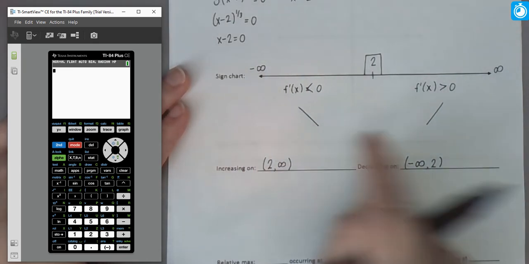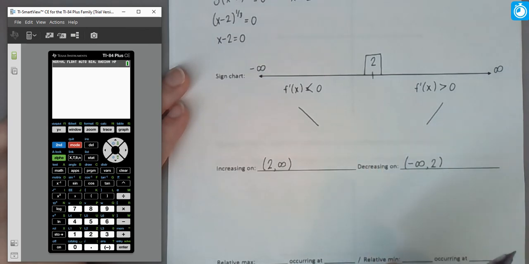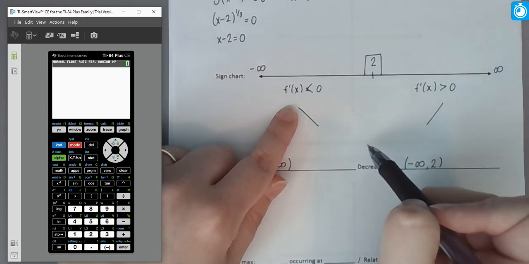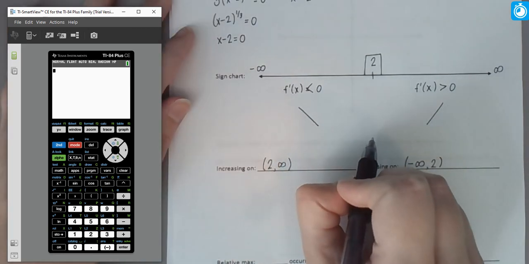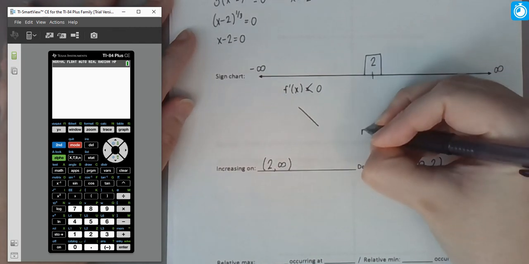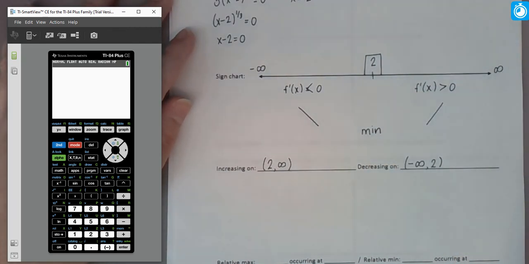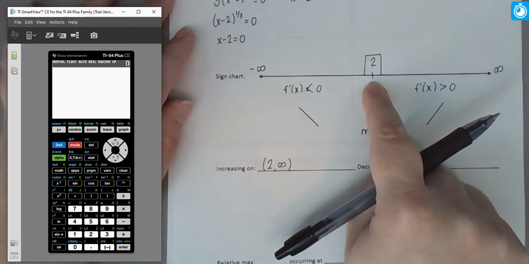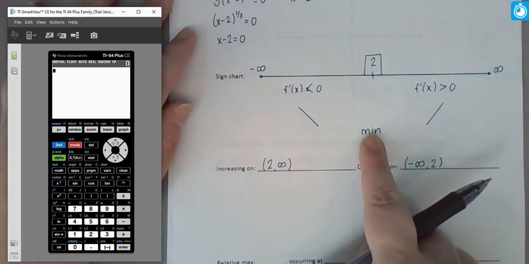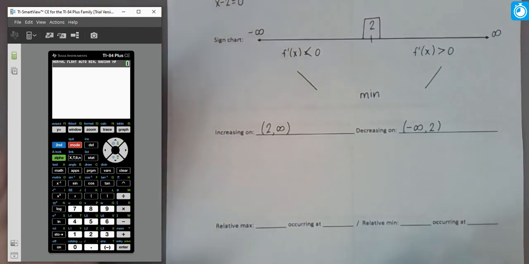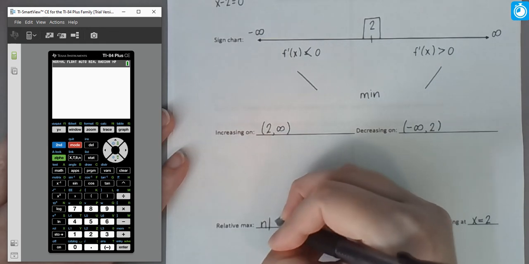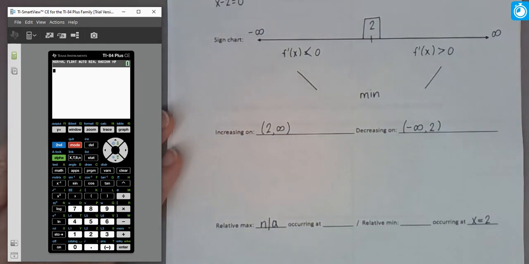Well, based on the fact that we do change over, what can we say about the location for that critical value? What does it represent? Well, we go from decreasing to increasing, which means this is going to be a valley. It represents the location for a minimum. Now, because this is the only critical value, we don't have a location that could represent a relative maximum, so this is going to be the only relative extreme value. So there at x equals 2, we have a relative minimum, and we don't have a relative maximum for this particular function.